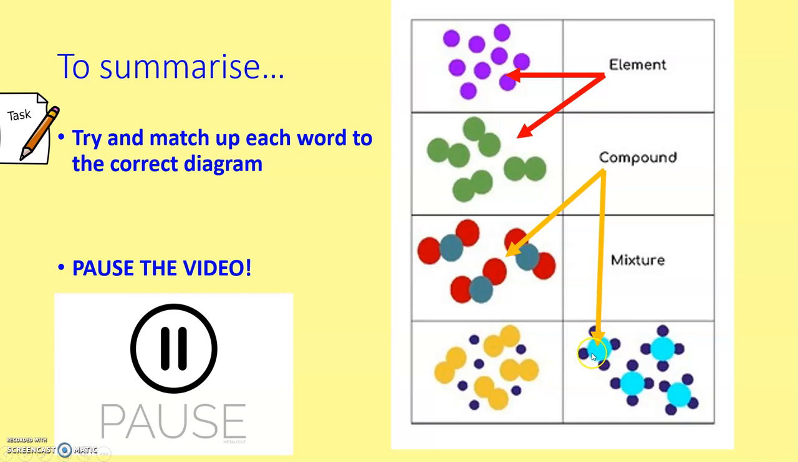That means the final example for mixture must be this one, because we've got two different elements, but they are not joined together. So there's space in between there, space in between there, space in between there. That means they are not joined together. It is a mixture of elements.